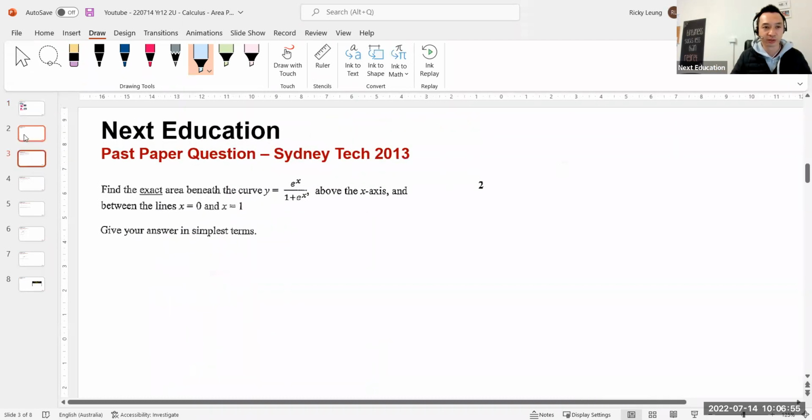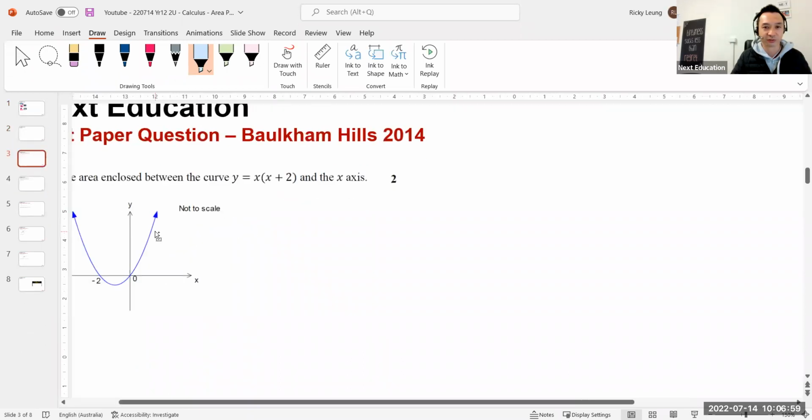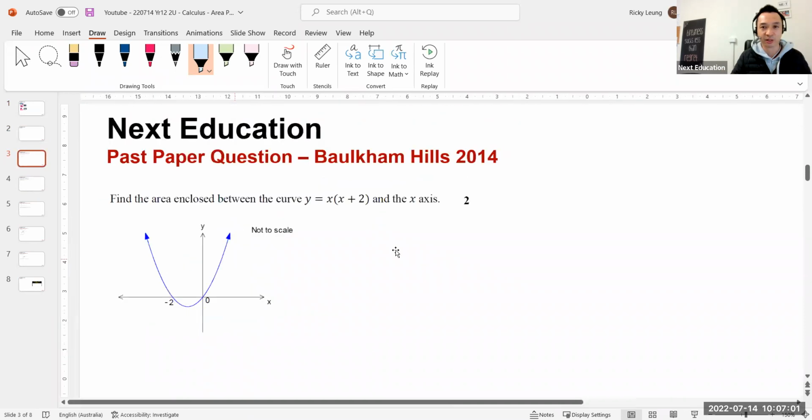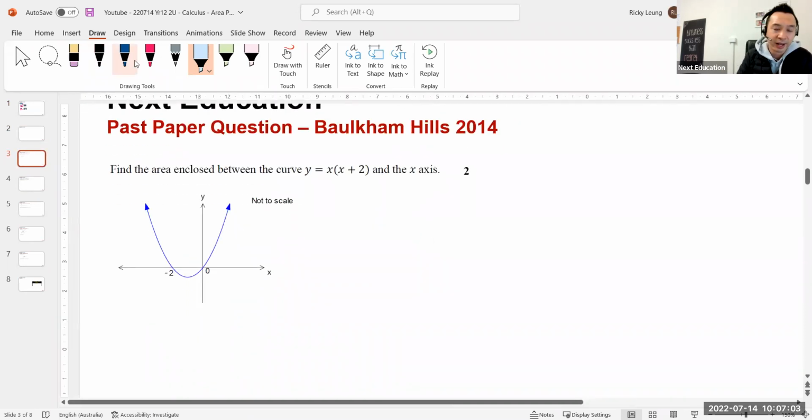The first, that's not the first question that I want to do. This one is, let's start off really easy. This is from Balcombe Hills 2014. So what do we have here? Find the area enclosed by the curve and the x-axis. Now, if it is as vague as that, and doesn't tell you the limits, you can see that the area enclosed in here is probably this area here.